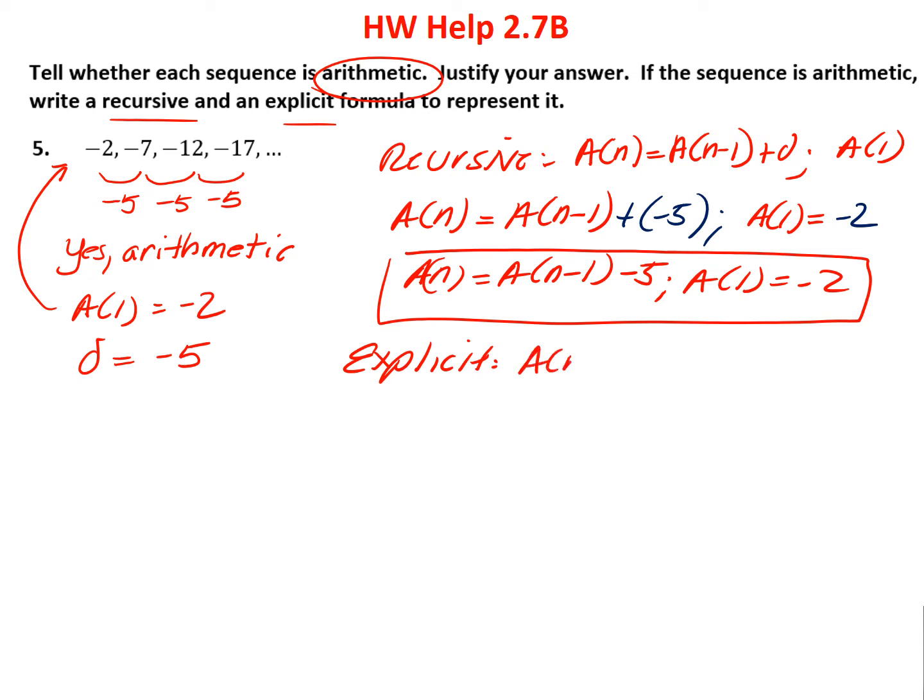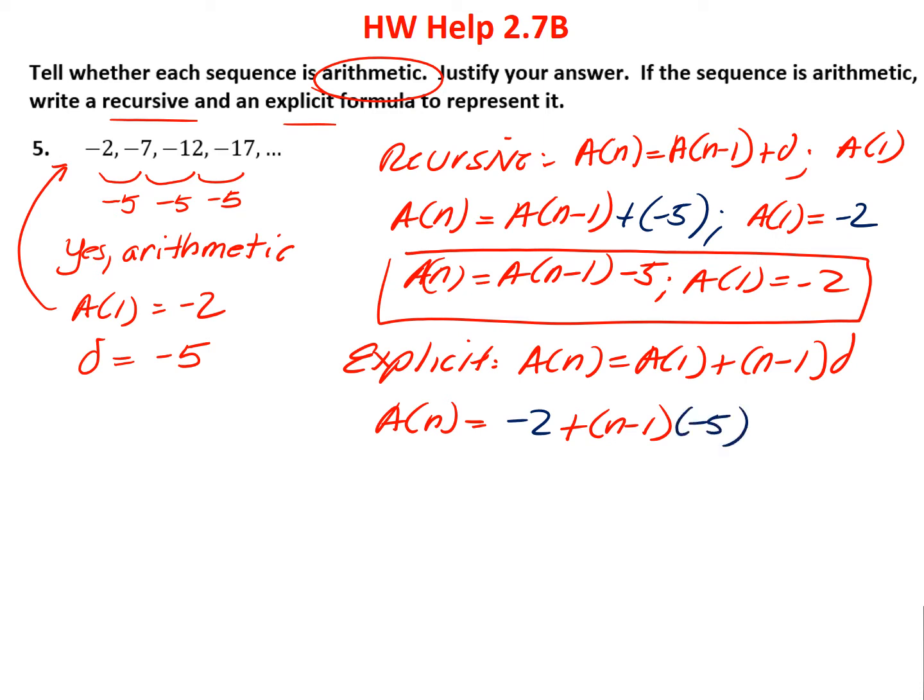Now for the explicit, we have a_n equals the first term plus n minus 1 times d. So we can fill in what we have: a_n, our first term now is -2, and then plus n minus 1 times -5. And that is our explicit term. Notice in both of these, all you're replacing is the a_1 and the d. Everything else stays the same from your formula.